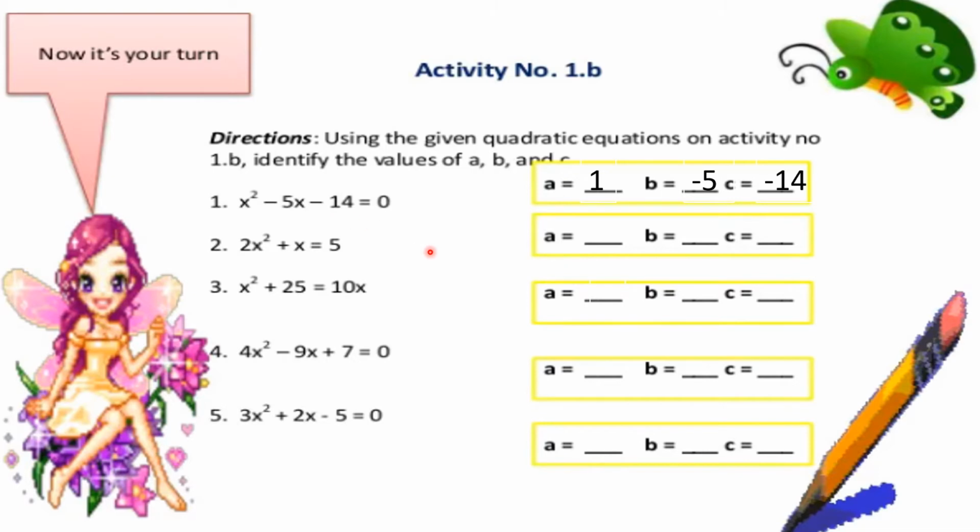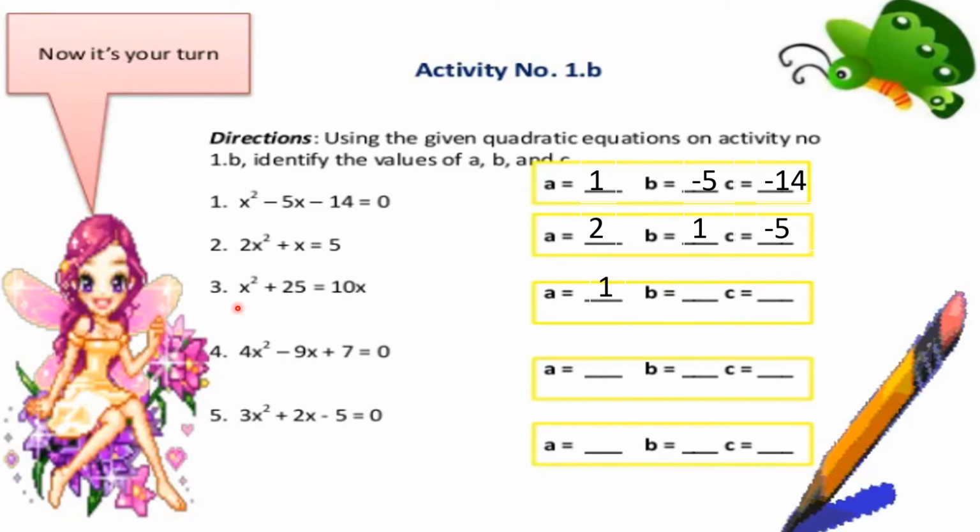So, next, kung mapapansin ninyo, hindi siya naka-standard form. Kaya, ang gagawin natin, itong 5 magiging negative 5. So, tingnan nga natin ang sagot. So, we have A is equal to 2, B is equal to 1, and C is equal to negative 5. Very good. Next, how about number 3?